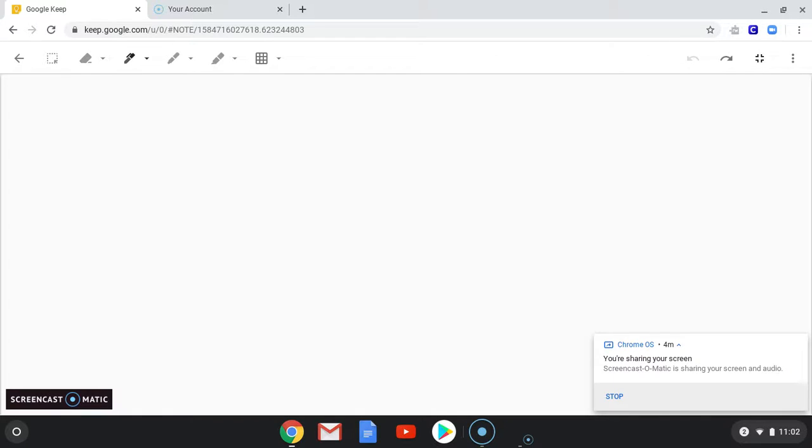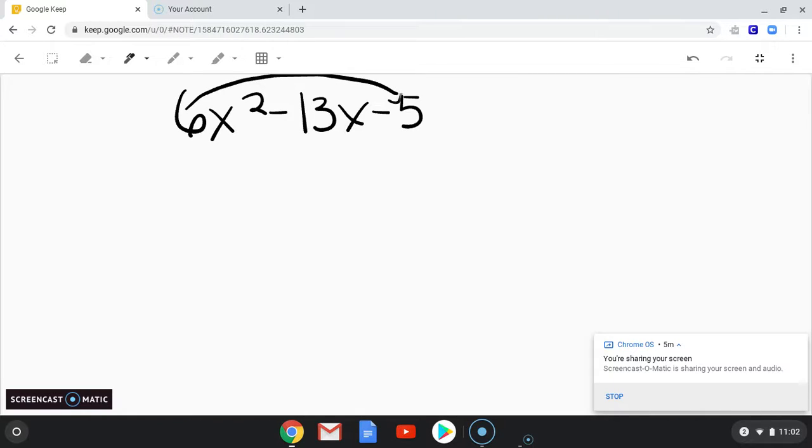Here's your next example. The next example for us is going to be 6x squared minus 13x minus 5. I have a number in the front, so now we're going to do the first number times the last number. That gives me negative 30. We'll put that over here in my little t-chart. Now, if it's a negative 30, that means I've got to have a positive and a negative. We'll figure that out in a second.